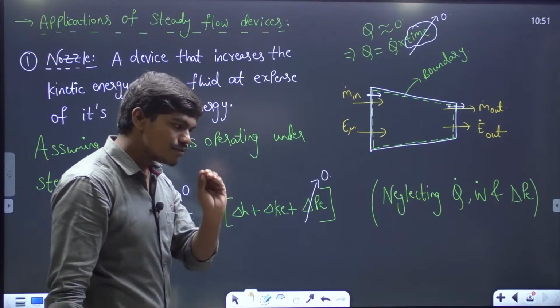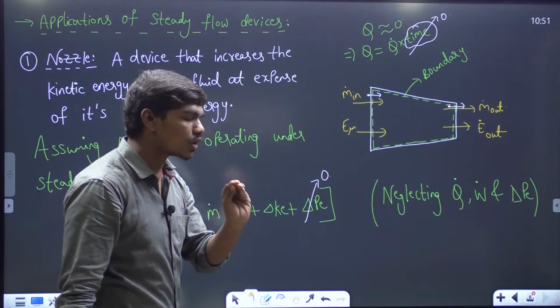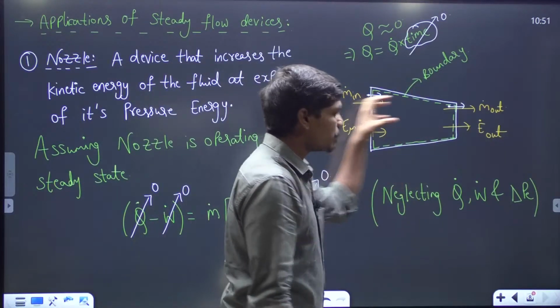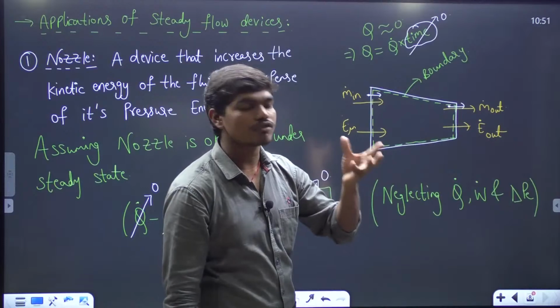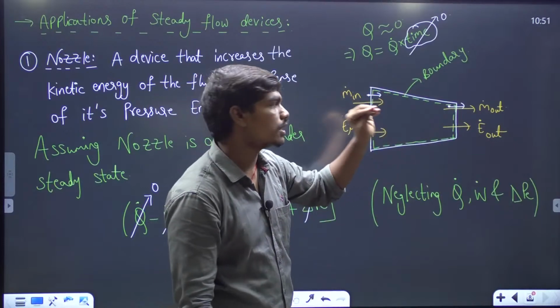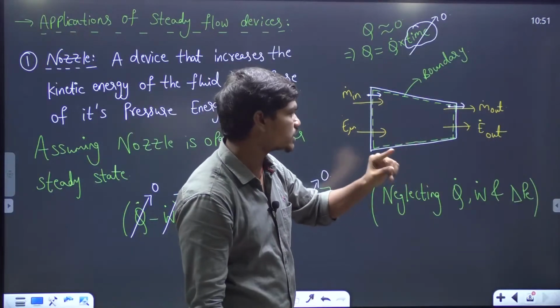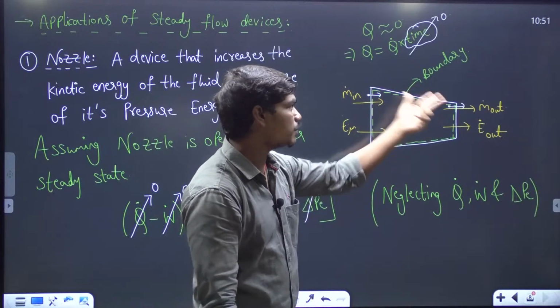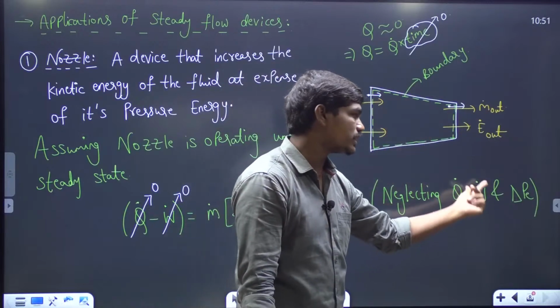Did you all understand why we are neglecting Q dot, W dot and delta PE from this nozzle? Because this process is happening very fast, there won't be enough time for the mass to interact with the surroundings and for heat transfer to take place, either to or from the surroundings. Next, there is no boundary displacement work or useful work coming out of this nozzle. So that's why we are assuming W dot to be 0.